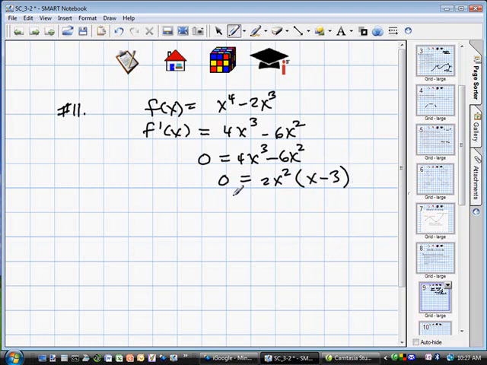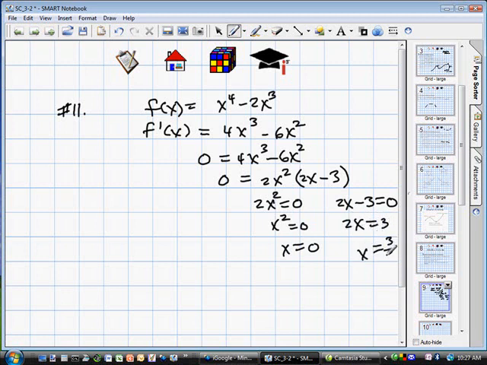Now set each factor equal to 0 and solve. Thank you, it's supposed to be 2x minus 3. And then this comes out to, on this side, 2x equals 3, and x equals 3/2. So we found two places where the first derivative is 0. Therefore, these are both critical values.